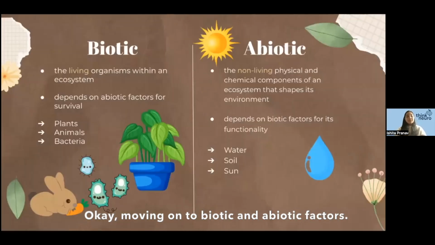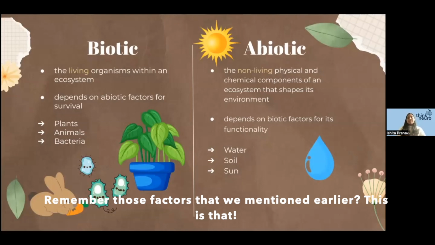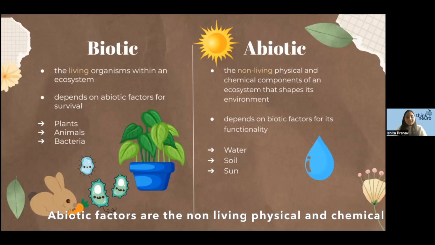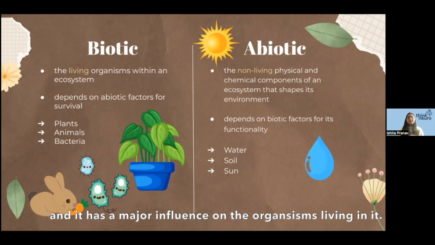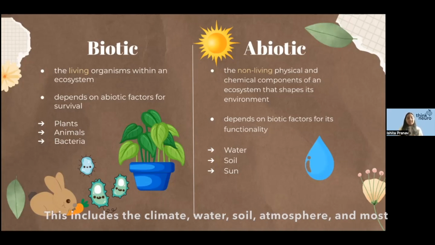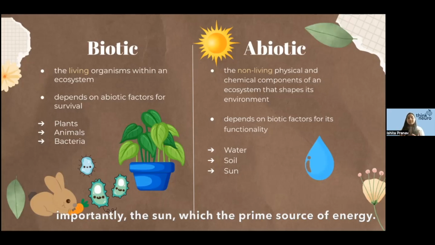Okay, moving on to biotic and abiotic factors. Remember those factors that we mentioned earlier? This is that. Abiotic factors are the non-living physical and chemical components of an ecosystem that shapes its environment, and it has a major influence on the organisms living in it. This includes the climate, water, soil, atmosphere, and most importantly, the sun, which is the prime source of energy.